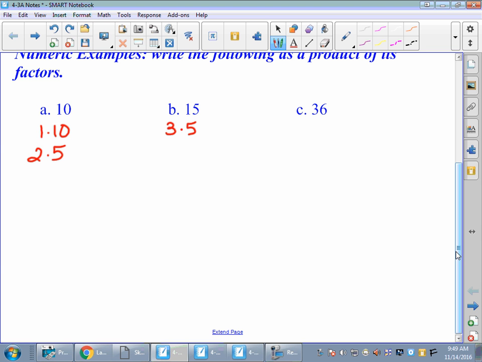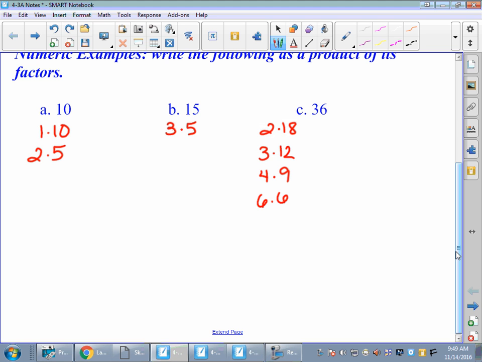And then 36 actually has more than just one factored form. It has several factored forms. So we could write 36 as 2 times 18, or 3 times 12, 4 times 9, and even 6 times 6. And so the bigger the number gets, the more factor possibilities you have.